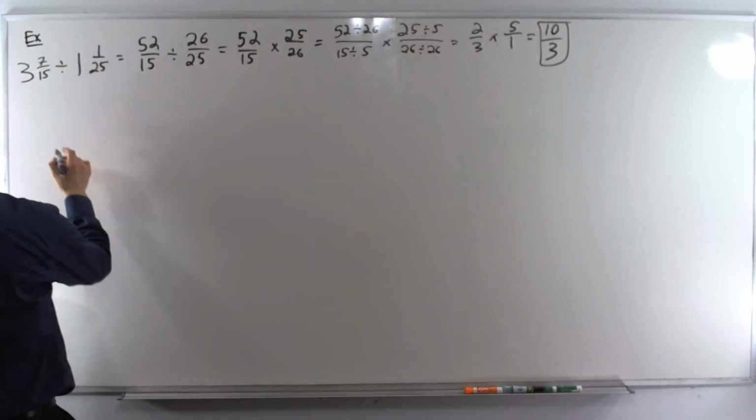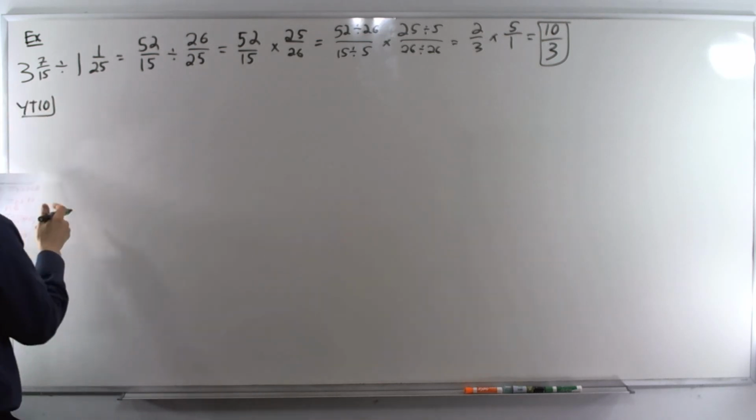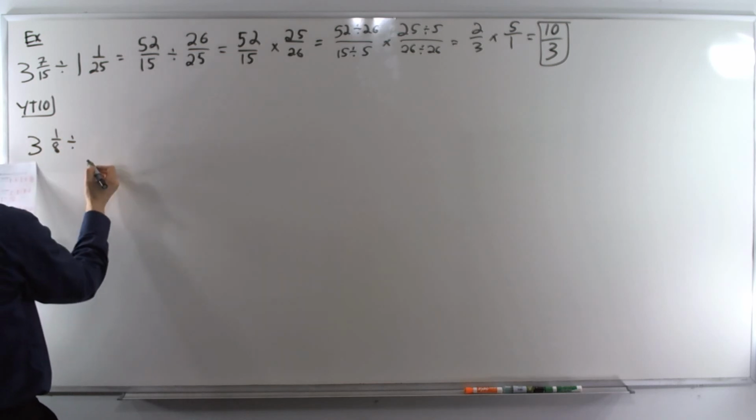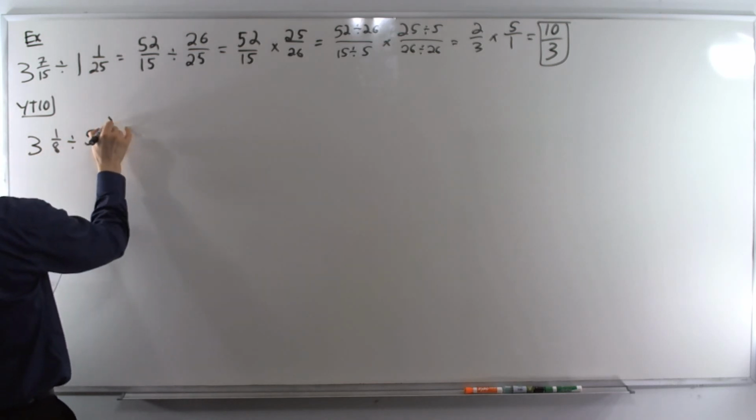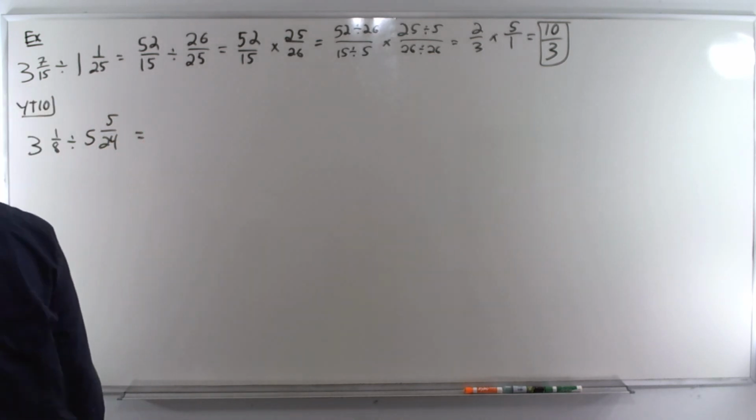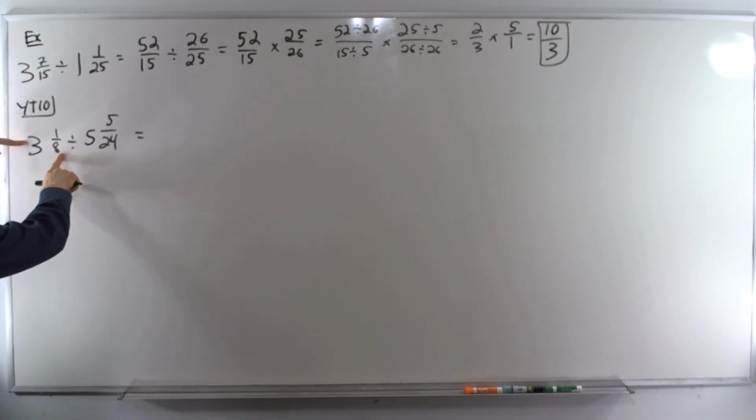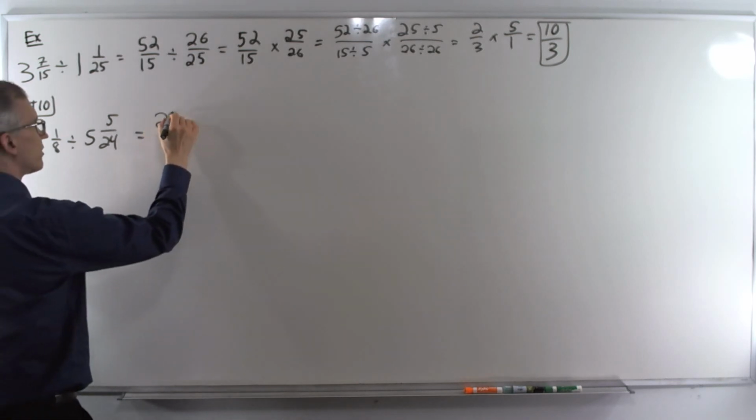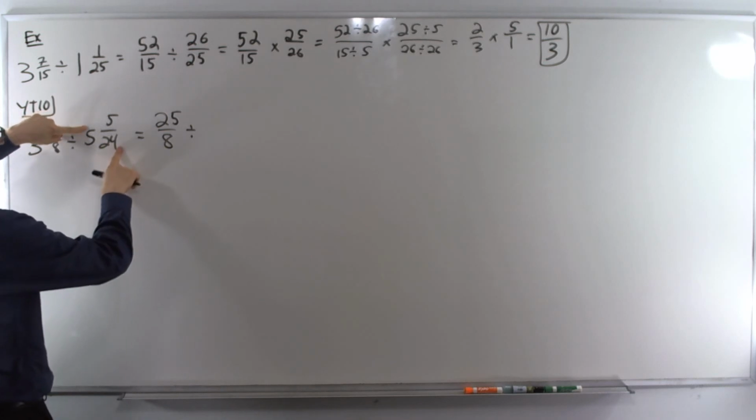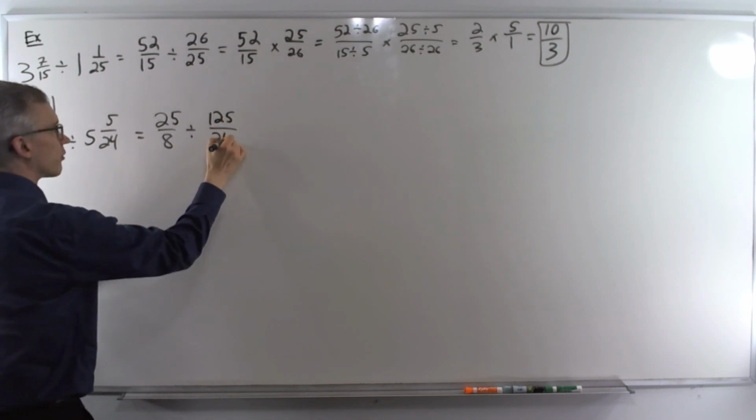Your turn, number 10. Three and 1/8 divided by 5 and 5/24. Right, convert the first one. 3 times 8 is 24, plus 1 is 25. So that's 25/8. Divided by 5 times 24 is 120, plus 5 is 125, and 24 on the bottom.